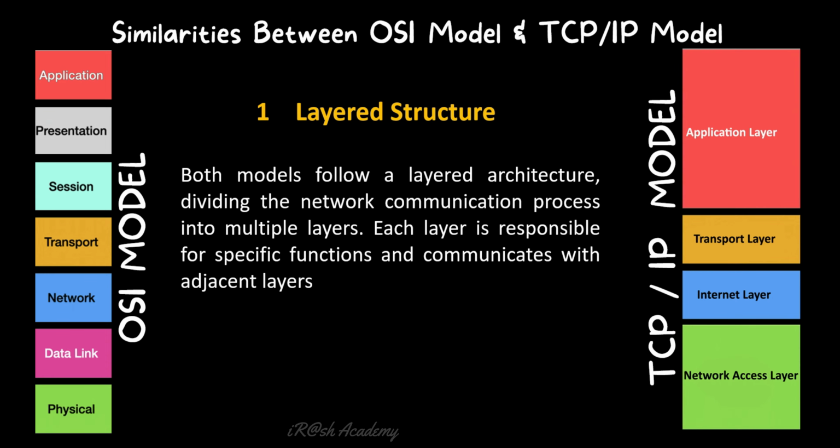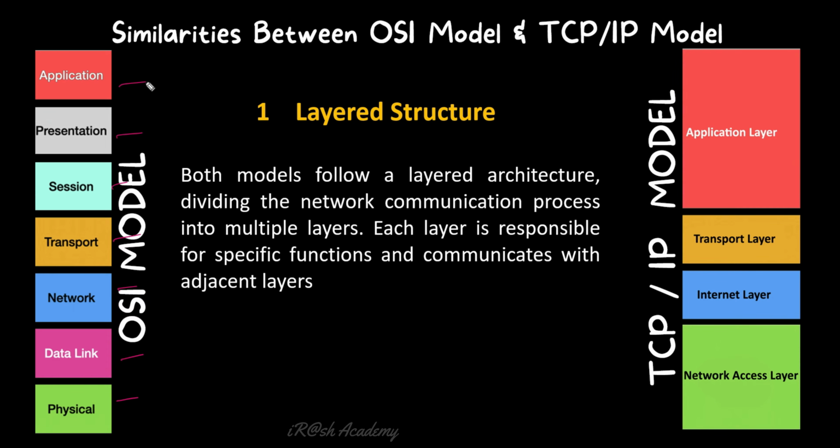In this screen, you can see the OSI model at the left side and the TCP/IP model at the right side. Both follow a layered architecture, that means multiple layers. This is one layer and this is another layer. In this way, the layered architecture is followed by the OSI model and TCP/IP model. Each layer is responsible for a specific function and communicates with the adjacent layer. There are 7 layers in the OSI model and 4 layers in the TCP/IP model. Even with this difference in the number of layers, they both follow the layered structure.